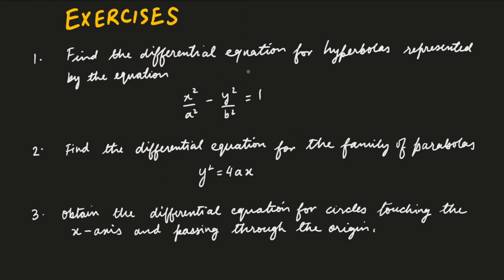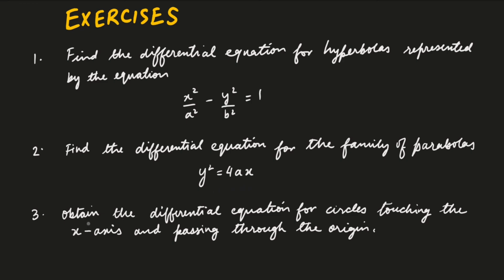It is a good idea now to practice what we just learned. Try obtaining the following differential equations. In the first question, you have the equation for hyperbolas with two arbitrary constants a and b. Similar to what we did in the video, eliminate these two constants and get a second order differential equation. In the second question, we have the equation for the family of parabolas represented by y squared equals 4ax with only one arbitrary constant, that is a. Eliminate this and get a first order differential equation.